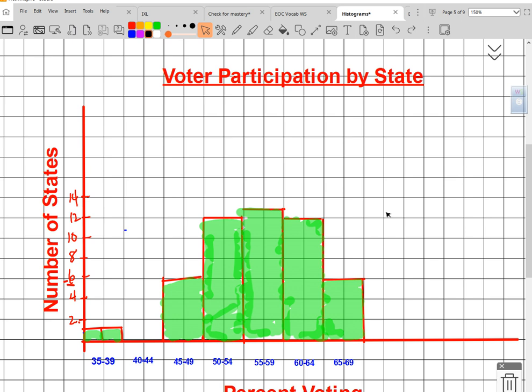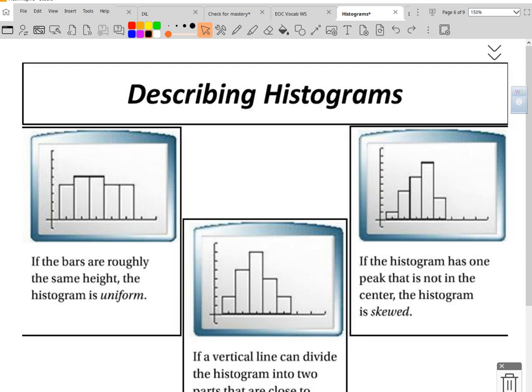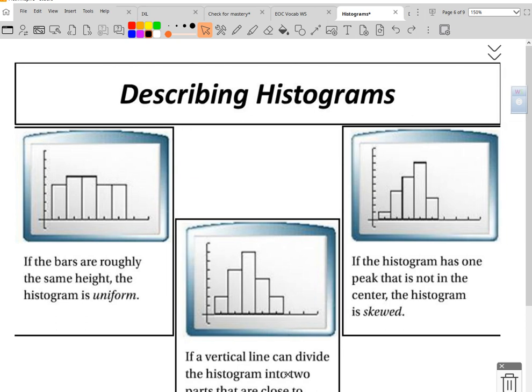Okay, so the only other new thing is a cumulative frequency table. So we're going to review, this is an easy points to get right here. Remember, there's 3 kinds of ways to describe a histogram: uniform, skewed, or symmetrical. Right. Uniform, skewed, or symmetrical.